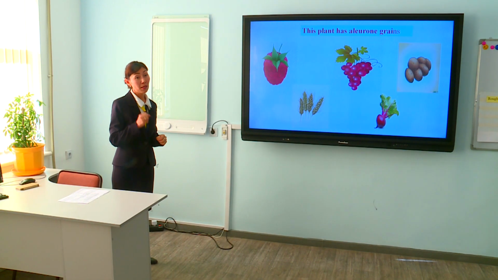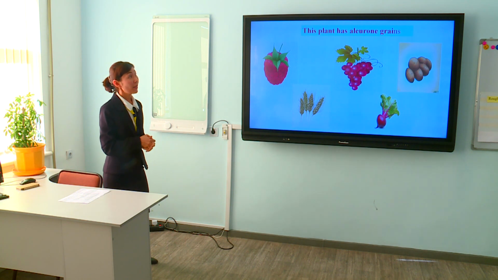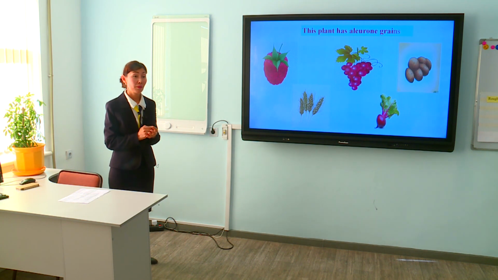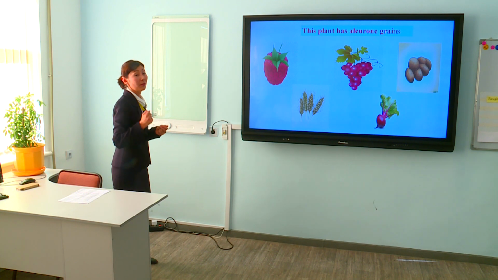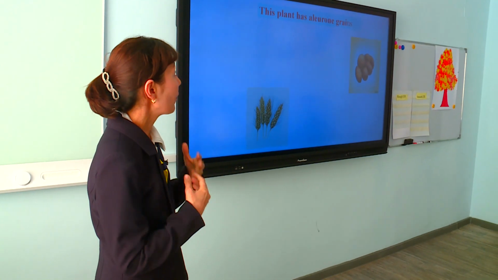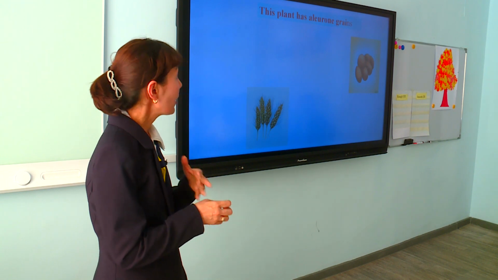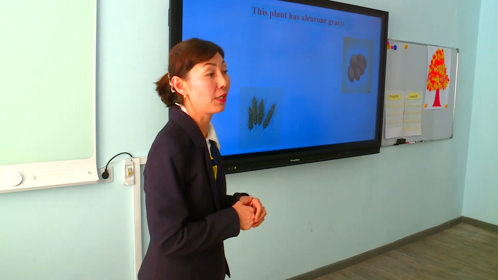The third group, I have a few questions and tasks. This plant has aleurone grains. What plants? Karima? I think it's wheat and potato, because when the vacuole is dehydrated, it turns into aleurone grains. I agree with you. That's right. Potato and wheat have aleurone grains. The vacuole juice is modified into aleurone grains. That's right.